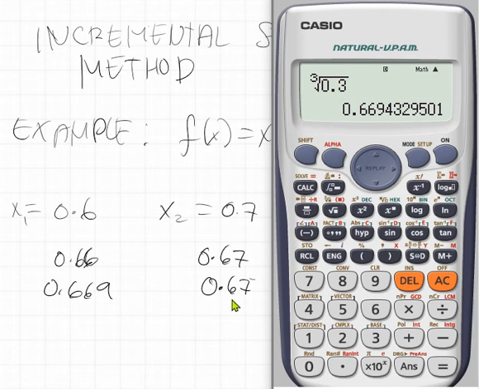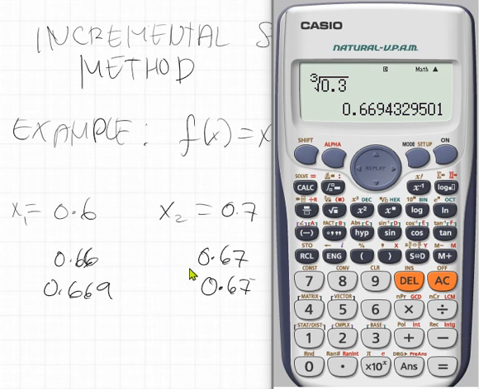If you look at our answer here, if you use 2 decimal places, your answer is 0.67, then that will be a good answer. It's accurate within 2 decimal places. If it's 3 decimal places, 0.669 is also an accurate answer.